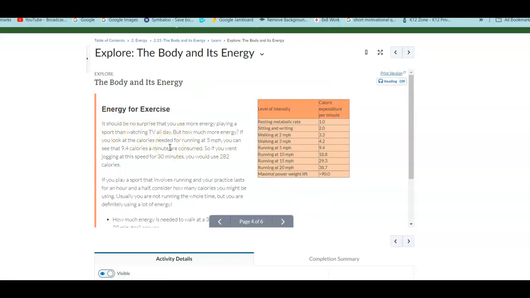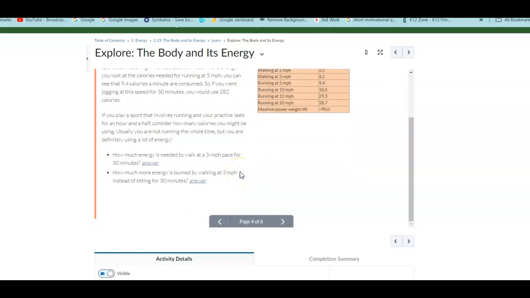It should be no surprise that you use more energy playing a sport than watching TV all day. But how much more energy? So if you look at the calories needed for running at 5 miles per hour, you can see that 9.4 calories a minute are consumed. So if you went jogging at this speed for 30 minutes, you would use 282 calories. So if you play a sport that involves running and your practice lasts an hour and a half, consider how many calories you might be using. Usually you're not running the whole time, but you're definitely using a lot of energy.